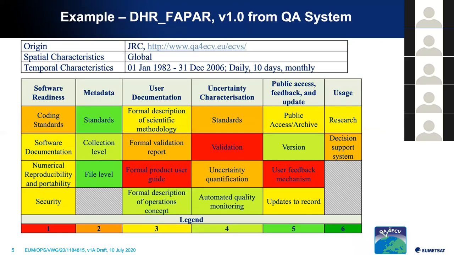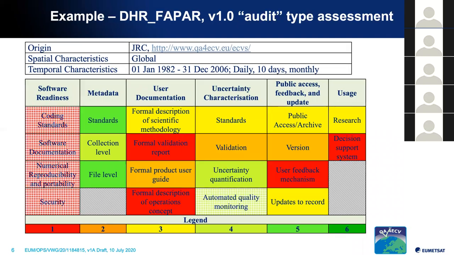This was in the follow-on project, QA4ECV. So this is for one data record, how the result of the system maturity matrix is actually displayed. You see these different colors, and this was the self-assessment that was done by the data provider. You see here, for example, they had a very low maturity in the validation activity, but a higher maturity for their formal validation report. So this needs some reviews. In that project, for the first time, we also played around with audit type. And if you go to the next slide, you can see that.